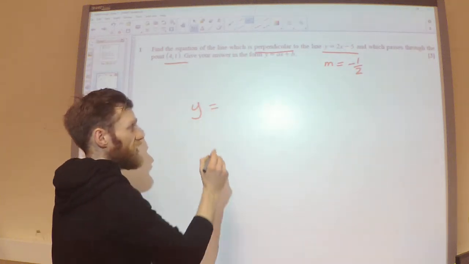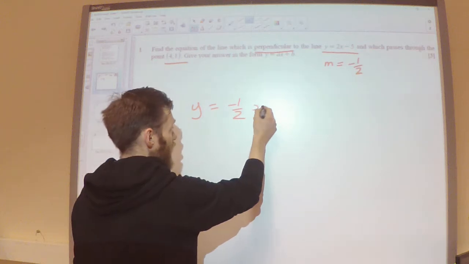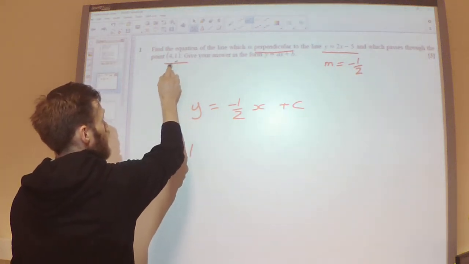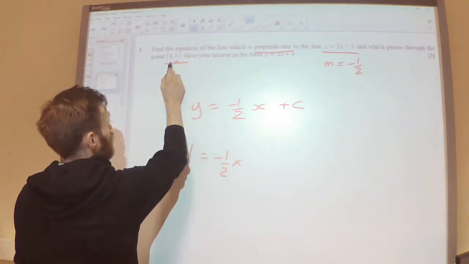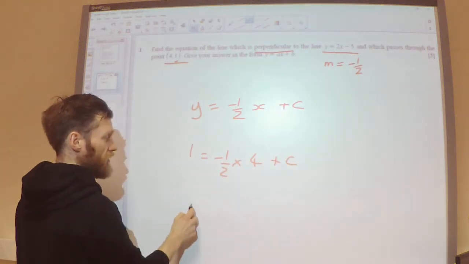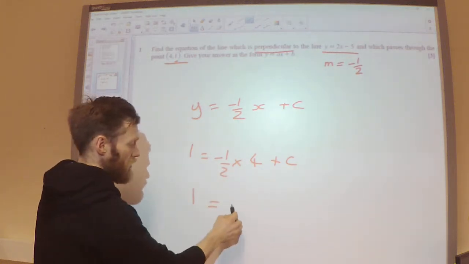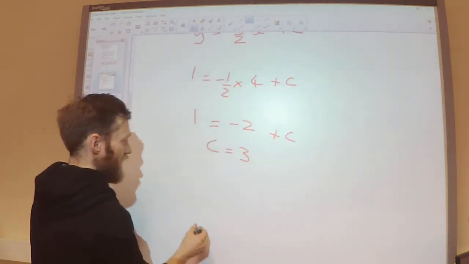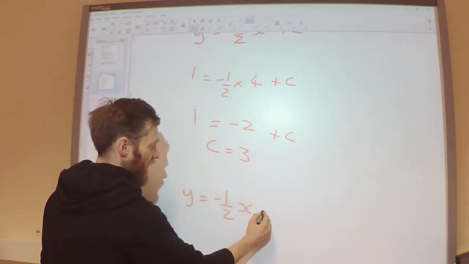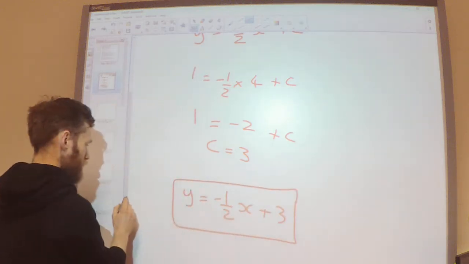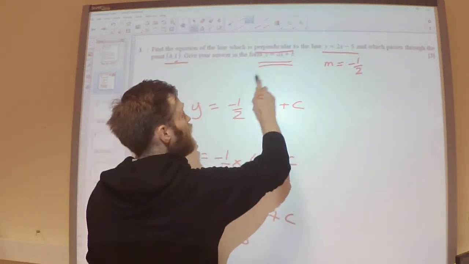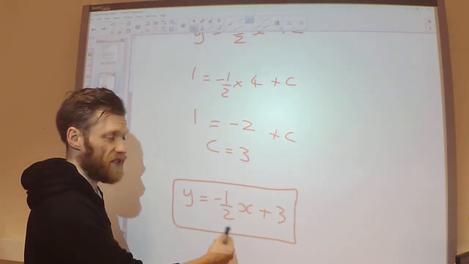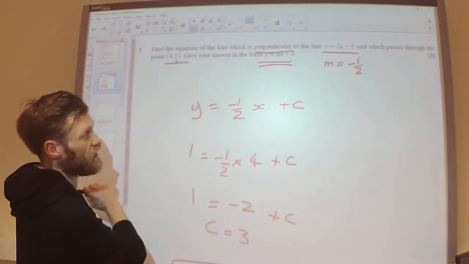So I know my perpendicular line will be y equals minus 1/2 x plus c. If it goes through this point, I know that the y coordinate is 1, minus 1/2 times the x coordinate, which is 4, plus c. So minus 1/2 times 4 is minus 2, so c must be 3. So my final answer is y equals minus 1/2 x plus 3. Let's just check what form I need to give it in: y equals ax plus b. And that's the way I've got it written at the moment, so I don't need to do any rearranging. So there we go, that question, done.